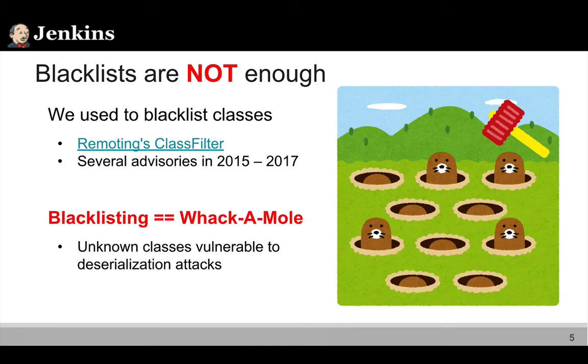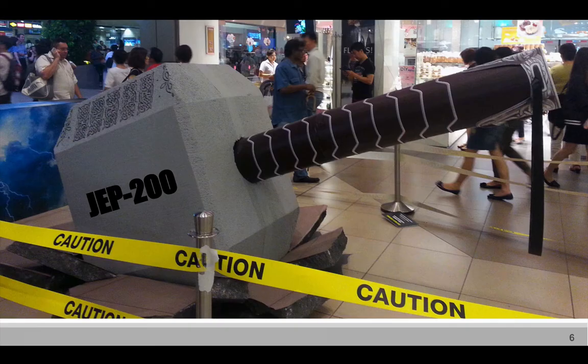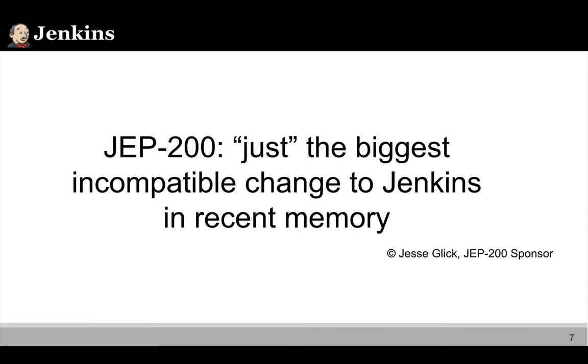The approach is that if you want to whack all the moles, you just need a big hammer. So JEP-200 is such a hammer we deliver in new versions. And I'm going to talk about the details. Okay, so just let me cite Jesse Glick. He said that JEP-200 is just the biggest incompatible change to Jenkins in recent memory. Quote unquote, just a little. Yeah, I also want to use bold text, then use red color, and add several images to highlight that.